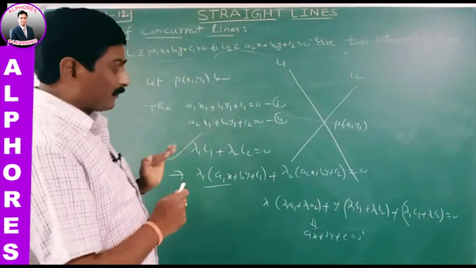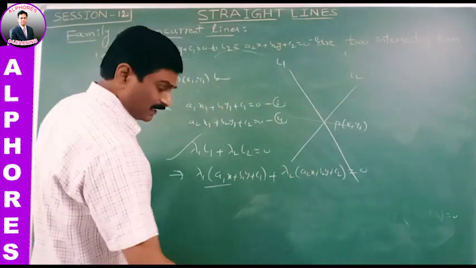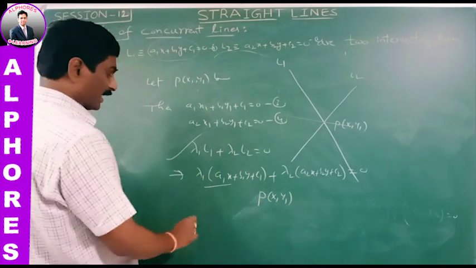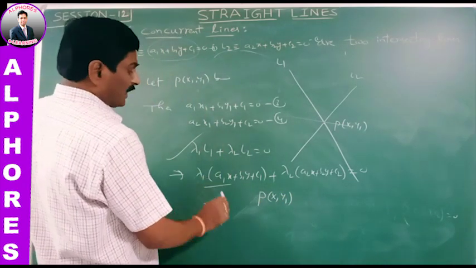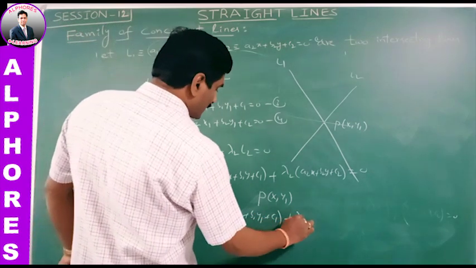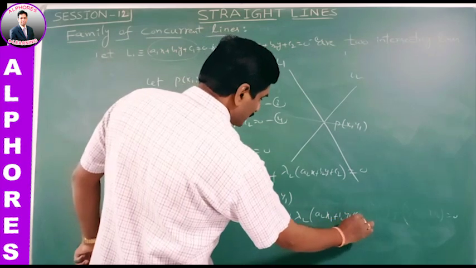Now we verify the value. Substitute the point P(x1, y1) in this equation. By substituting the point P(x1, y1) in this equation, we get lambda 1 into (a1x1 plus b1y1 plus c1) plus lambda 2 into (a2x1 plus b2y1 plus c2).